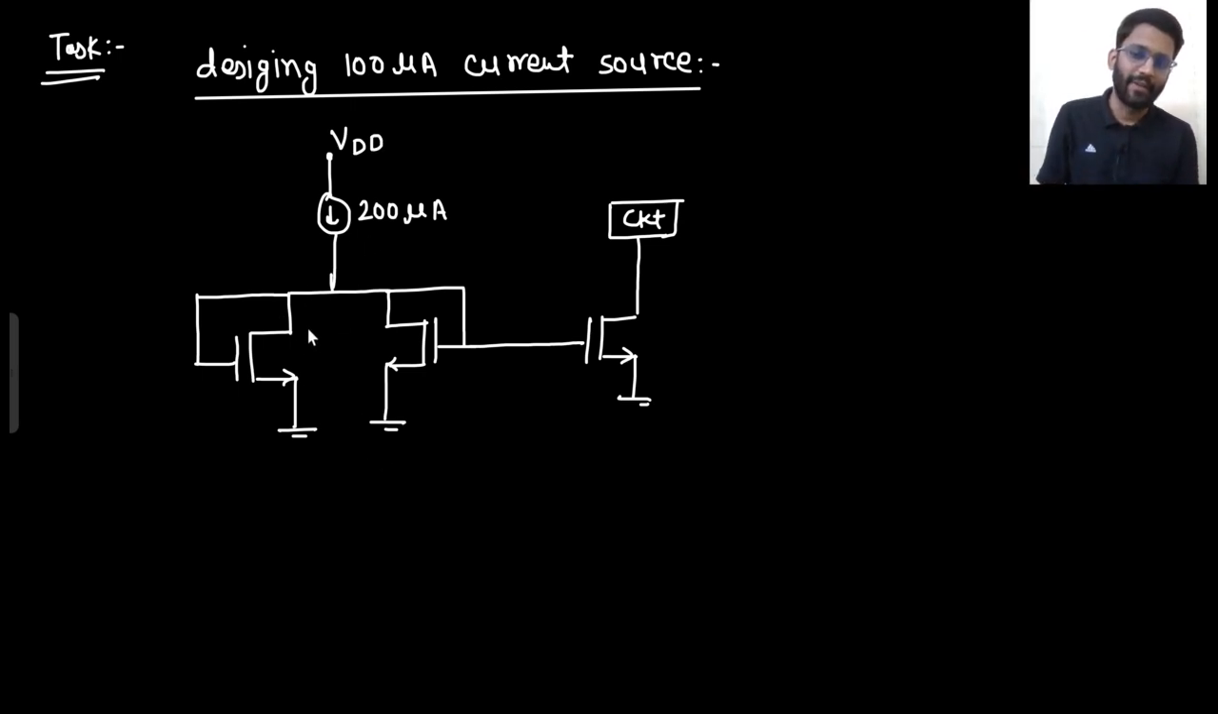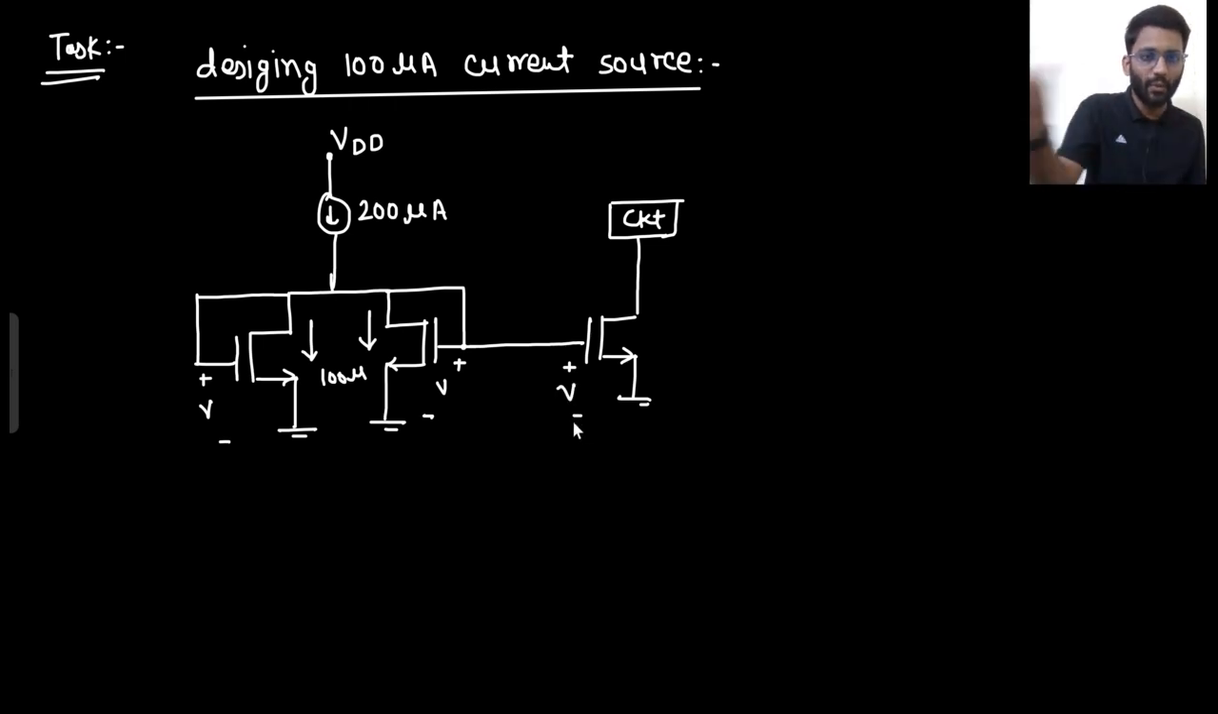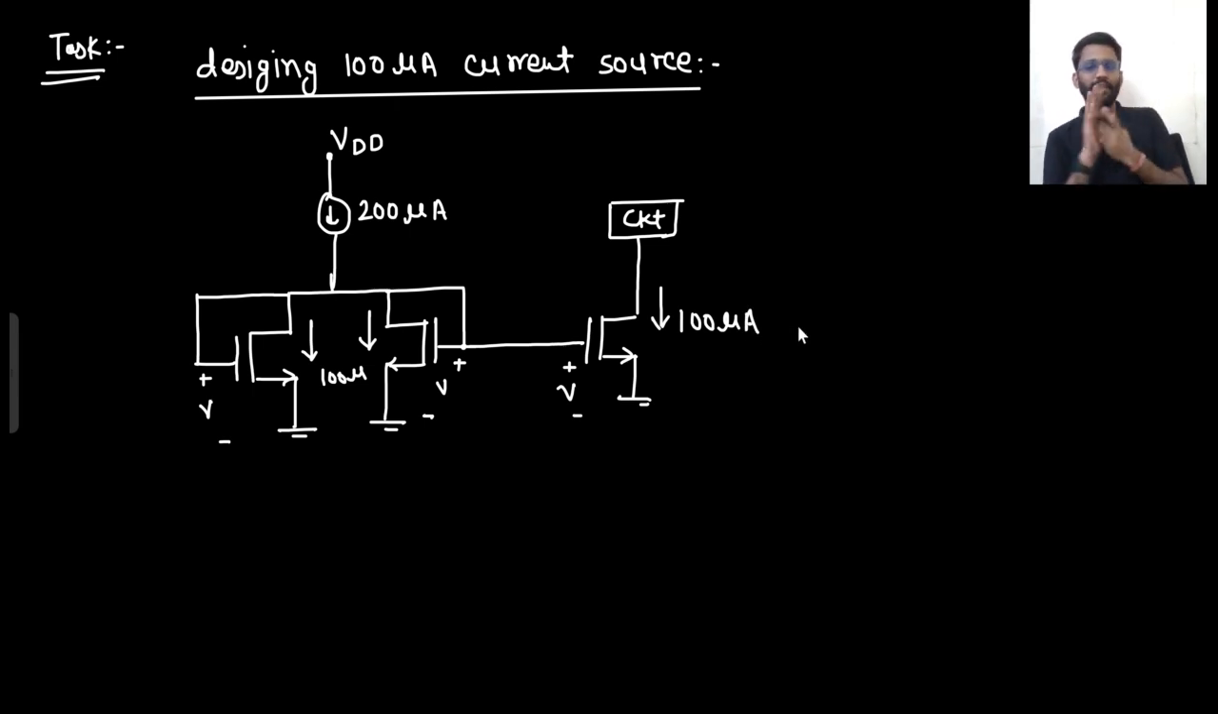Now that current will be divided into two transistors. Both are having the same W by L, so both will have the same current, 100 micro. This will also have the 100 microampere current. Now this current, this is having V potential. If this is having 100 microampere current, this is having V potential. That means this will also have V potential. Now this same V potential will be fed to this. All are having the same V potential. All are in the saturation region. That means all will have the same current. This will also have the same 100 microampere current. Say yes or no. Did you understand this question or not?